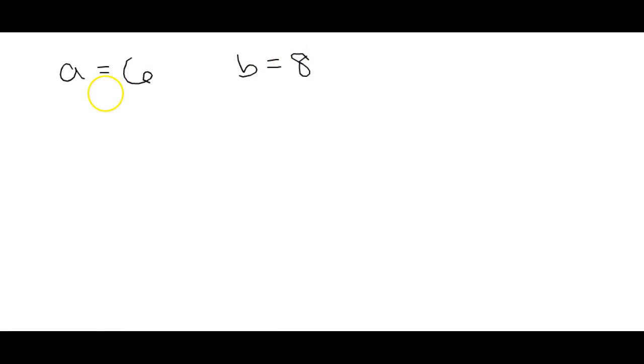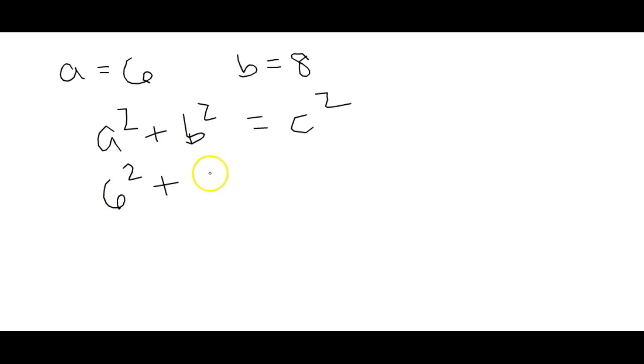If we know a is 6 and b is 8, we can plug that into the Pythagorean theorem to find c. So instead of a, we have a 6. Instead of b, we have an 8. And we leave c squared how it is. We actually square these now. 6 squared means to do 6 times 6. The most common mistake here is to do 6 times 2 instead. Remember, the little exponent means to multiply it by itself 2 times.